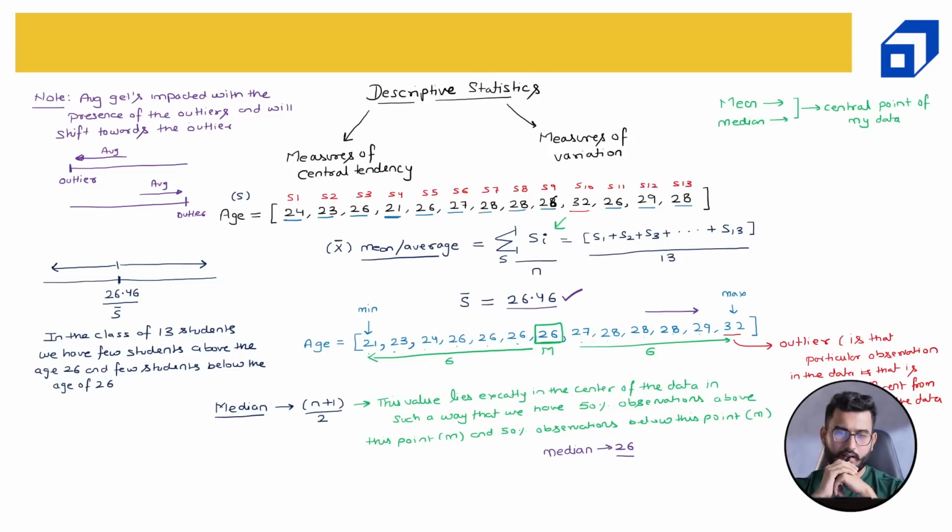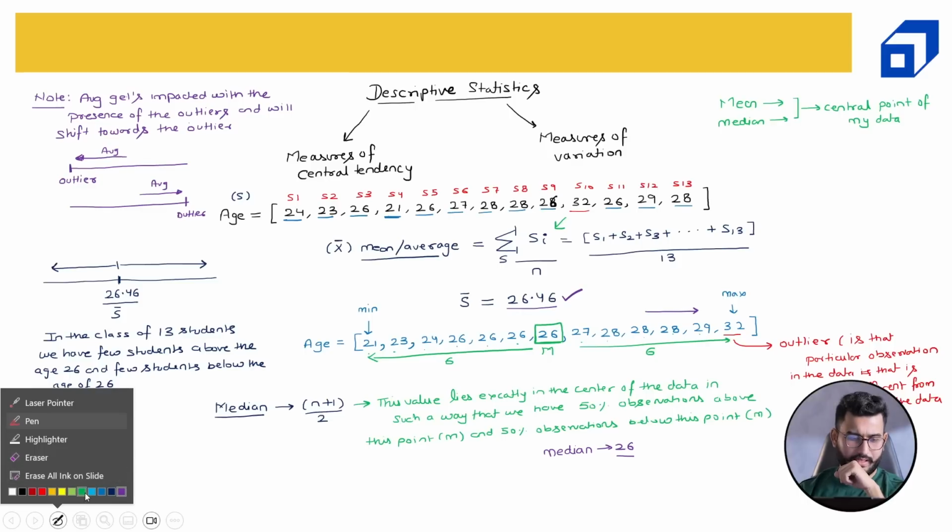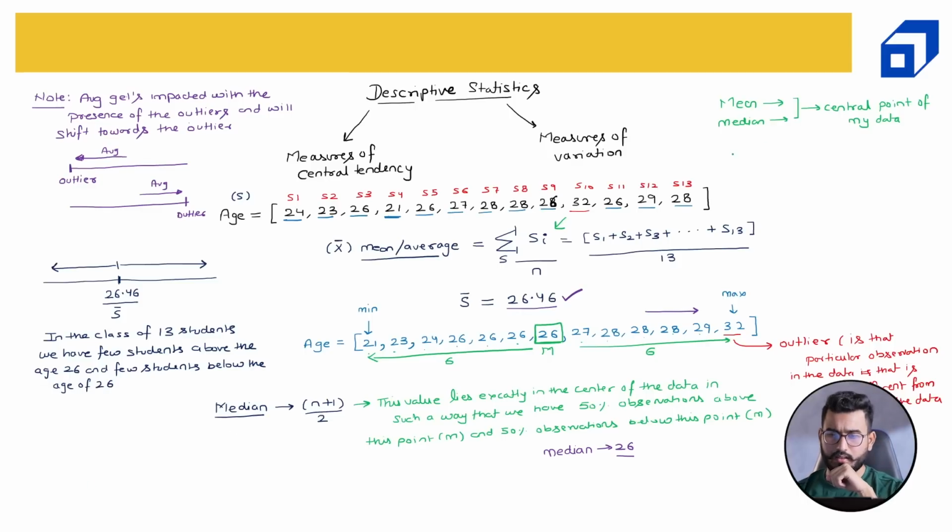Then we have one more measure of central tendency, which is mode. And mode is very simple to understand. Mode is the observation with the highest occurrence in the data. So let me write the definition over here. I'll simply write it as observation with maximum frequency.